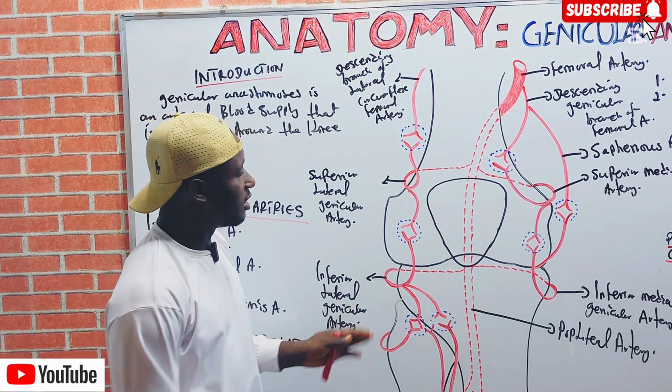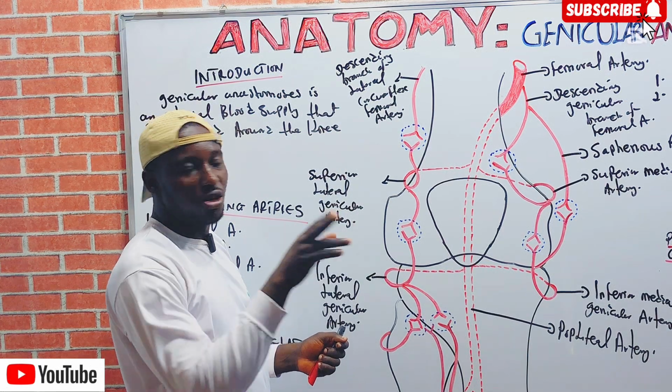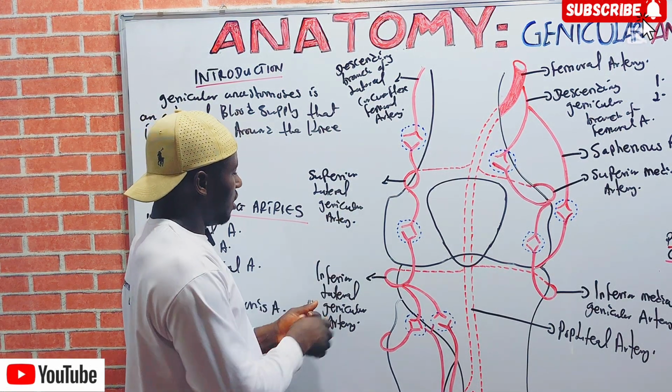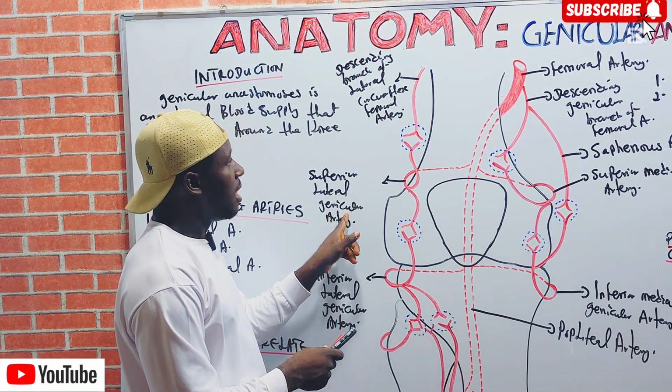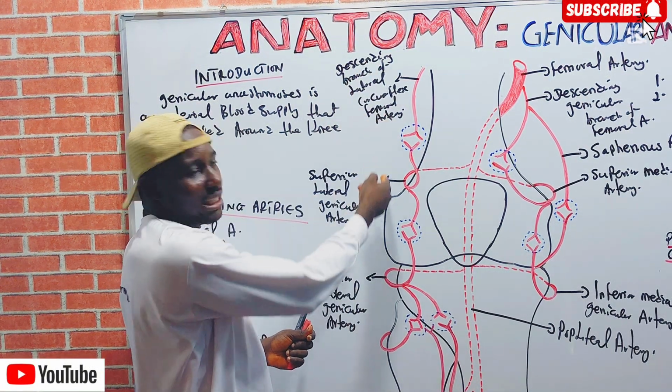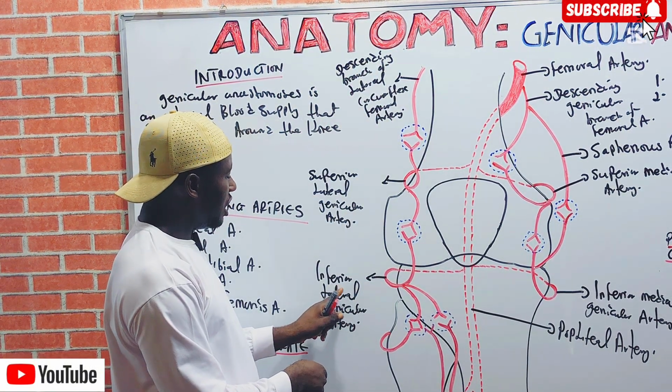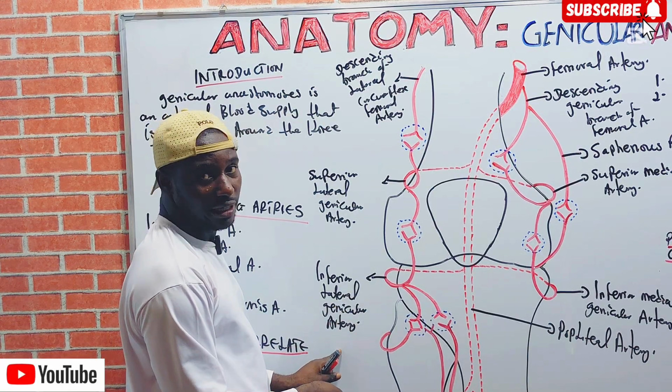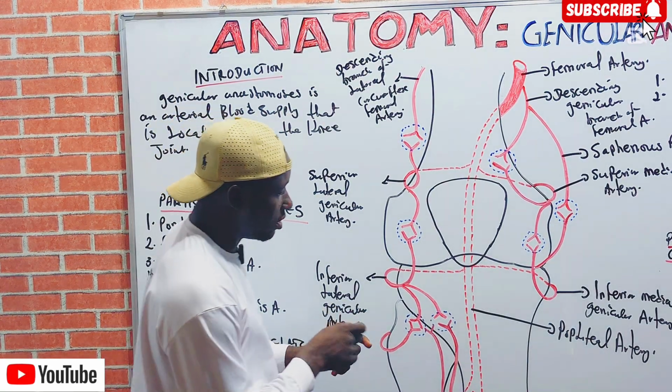So this is the third point of anastomosis, which is the superior lateral genicular artery anastomosing with the descending branch of the lateral circumflex femoral artery, and the inferior lateral genicular artery. That is the third point of anastomosis.